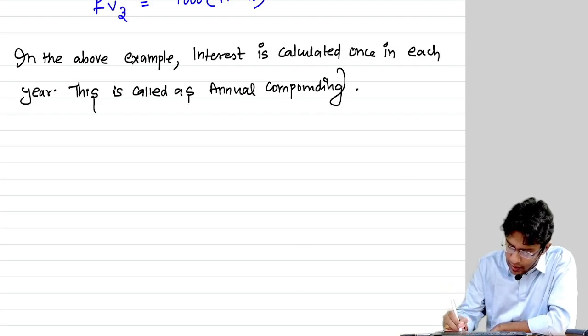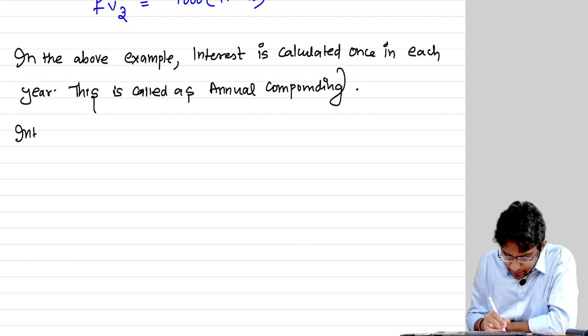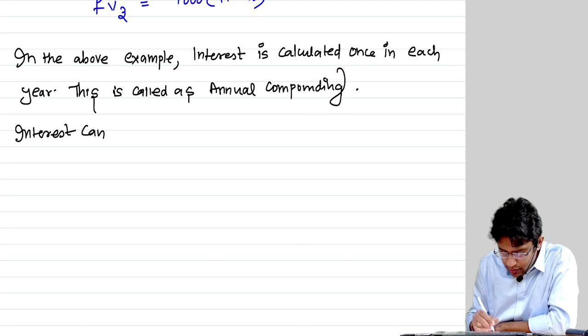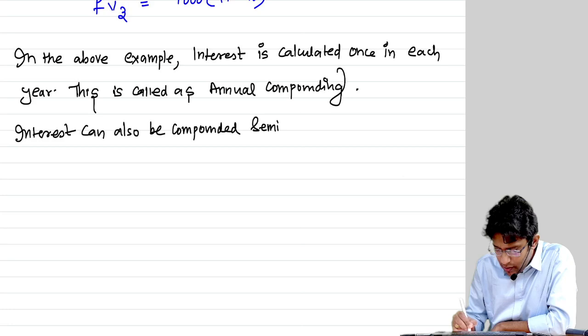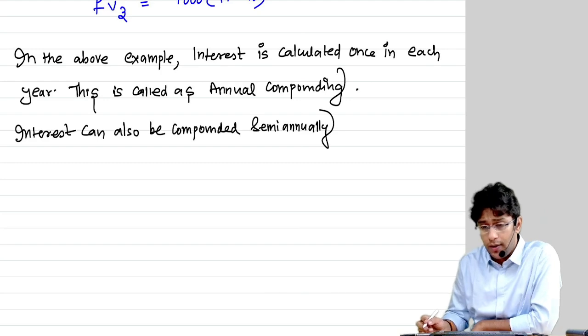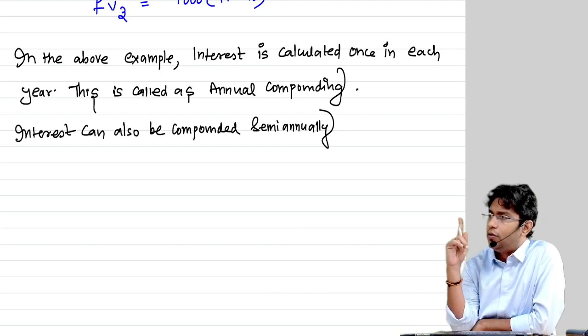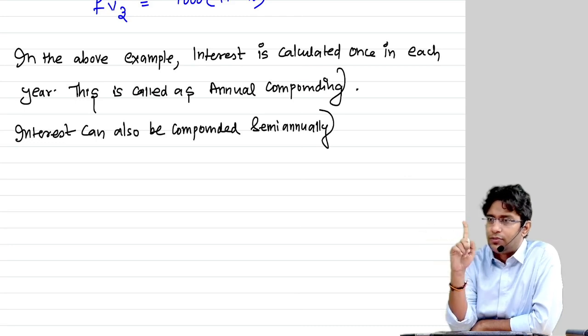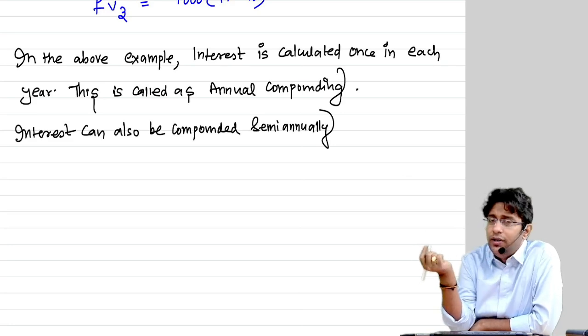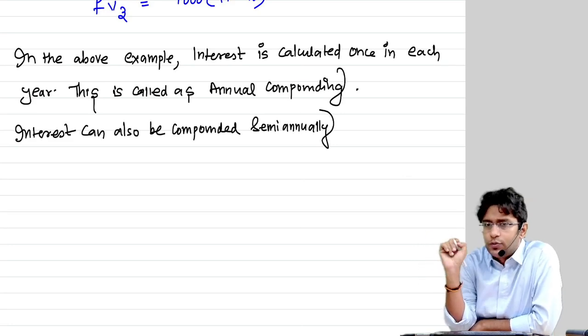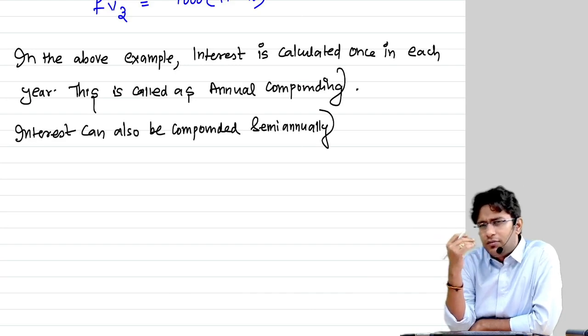Annual compounding. Interest can also be compounded semi-annually. What is the meaning of semi-annually? Instead of computing interest once in every 1 year, we'll compute interest once in every 6 months. You can do it once in every 3 months, once in every 1 month, or daily. You can do it continuously also. Continuously means smallest fraction of time.